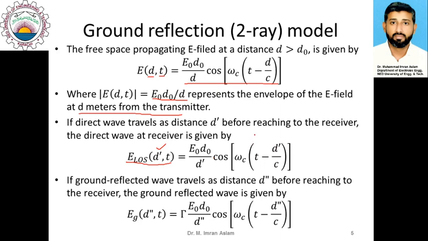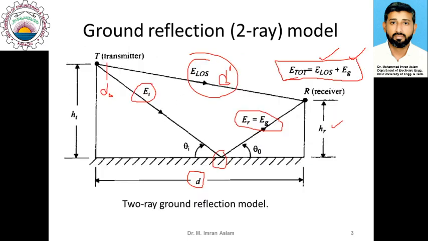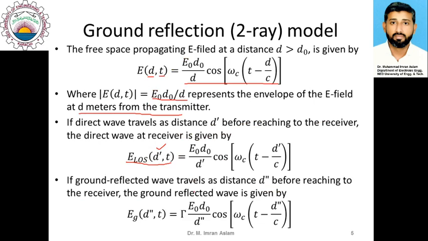Similarly, the other ray takes this path: it first goes to the ground and then returns back. So this entire distance has to be traveled by the other ray, and it would be a little different from d prime. Let's write it as d double prime. So the mathematical form of the ground reflected wave has the magnitude E naught d naught upon d double prime and cos omega c t minus d double prime by c. This is in accordance with the same equation.